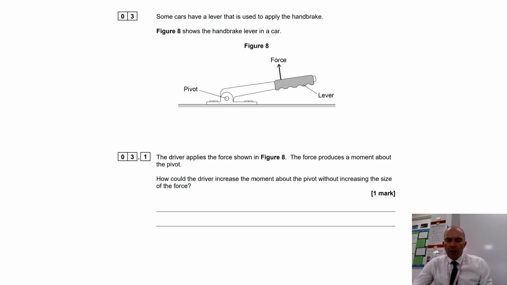Now question 3. Some cars have a lever that is used to apply the handbrake. So we've got a diagram showing us that. 3.1. The driver applies the force shown in figure 8. The force produces a moment about the pivot. How could the driver increase the moment about the pivot without increasing the size of the force? What we need to do is, you can see where the force is being applied on our handle here. You need to apply the force further away from the pivot.